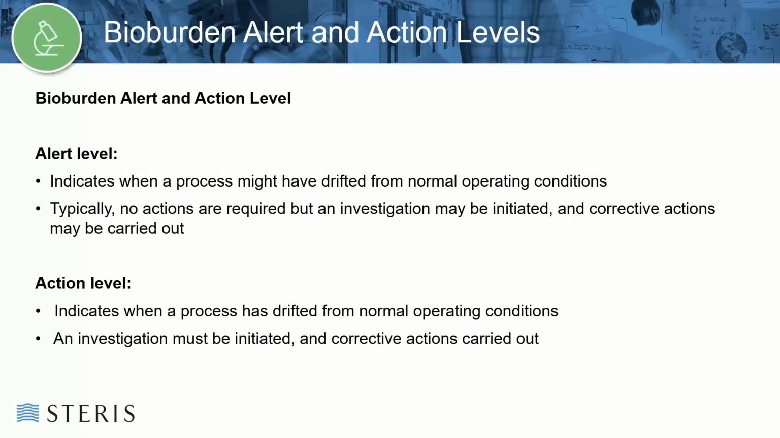Action levels indicate when a process has drifted from normal operating conditions. An investigation must be initiated and corrective actions carried out. As an example of an action level excursion, the action would be to perform a documented investigation into the root cause of the excursion with actions to mitigate the findings of that investigation.